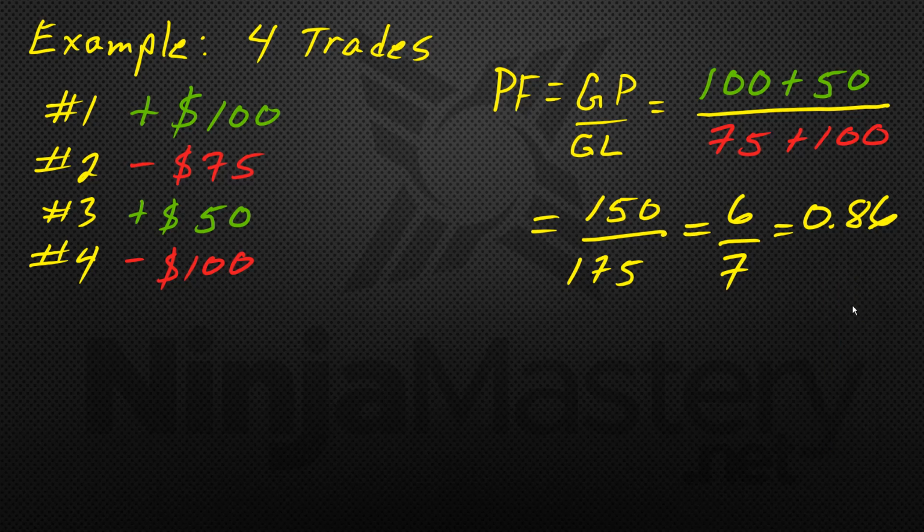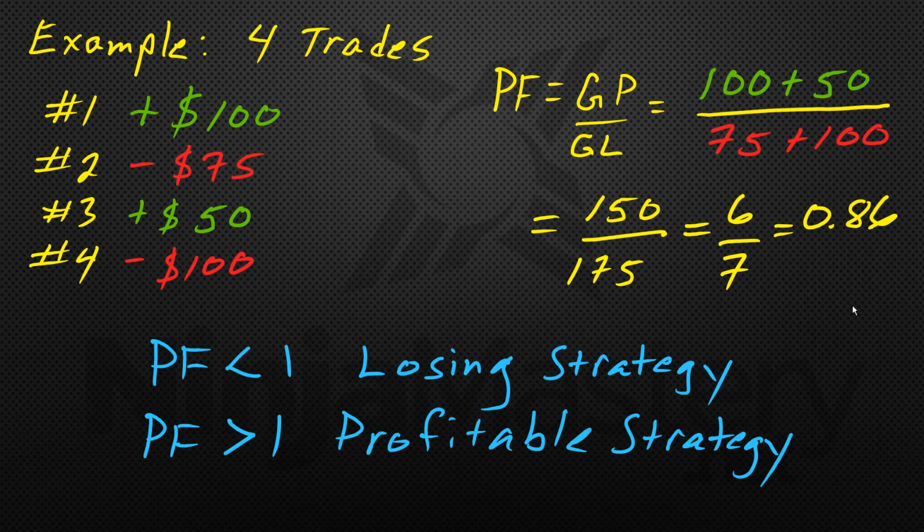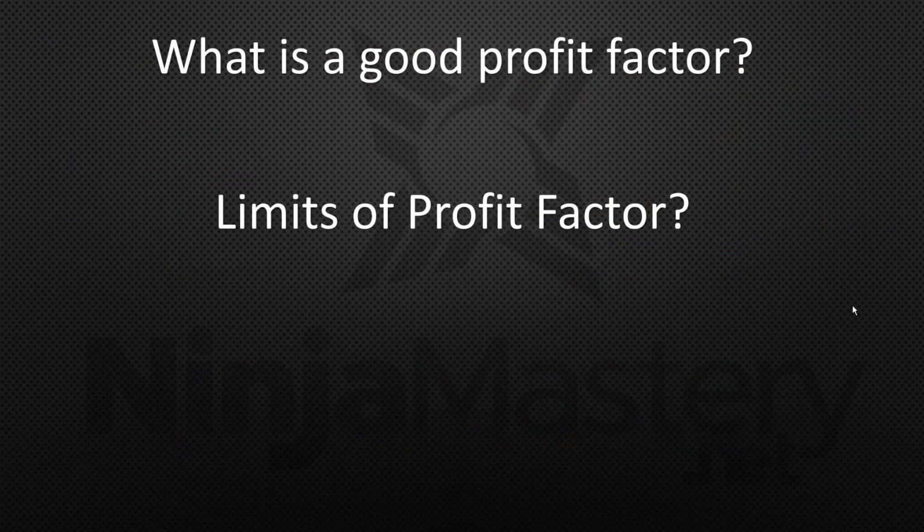So how do we interpret this? If the profit factor is less than 1, we have a losing strategy. If you have a profit factor greater than 1, then you have a profitable strategy. That doesn't necessarily mean that that's going to be a good strategy to trade, but it is definitely a step in the right direction. So what is a good profit factor value?